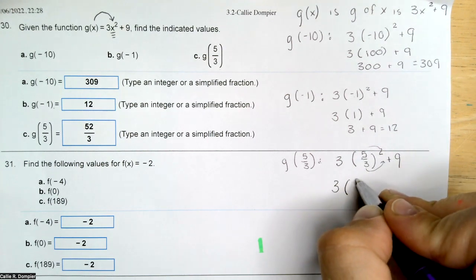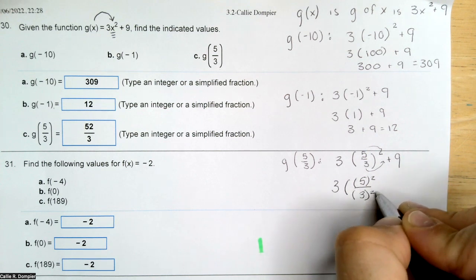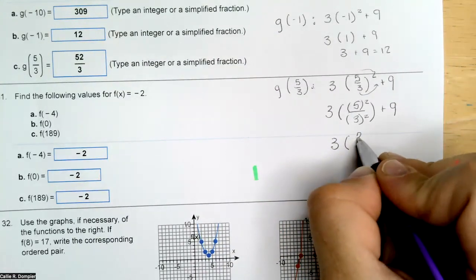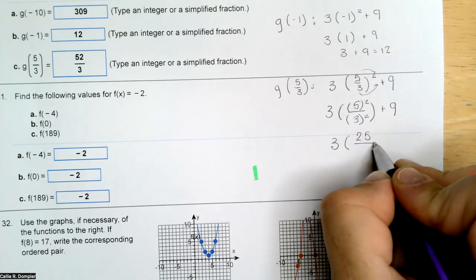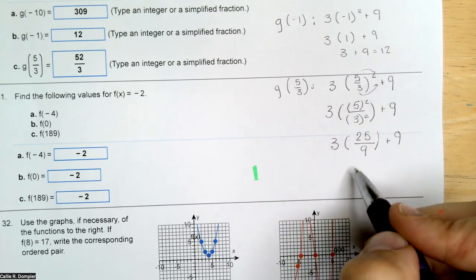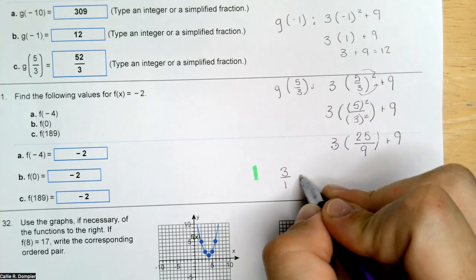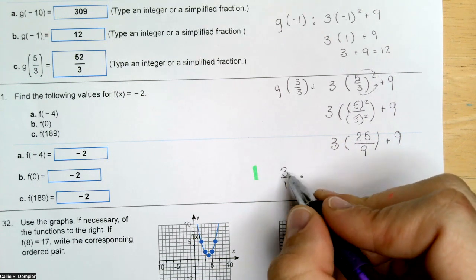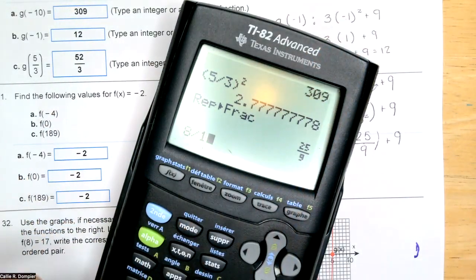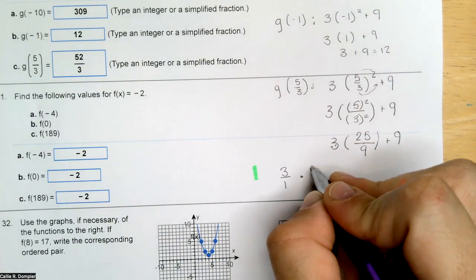So this can become 3 times 5 squared divided by 3 squared plus 9, okay? So then that's 3 times 5 times 5, and also do this in your calculator if you don't want to do it this way. 5 times 5 is 25, 3 times 3 is 9, good, plus 9. Now if I want to multiply the 3 times the 25 divided by 9, I just turn the 3 into a fraction. So 3 over 1, because 3 divided by 1 is still 3. If you want to turn anything into a fraction ever, you just divide it by 1. It maintains its original value, but now you can use it as a fraction.